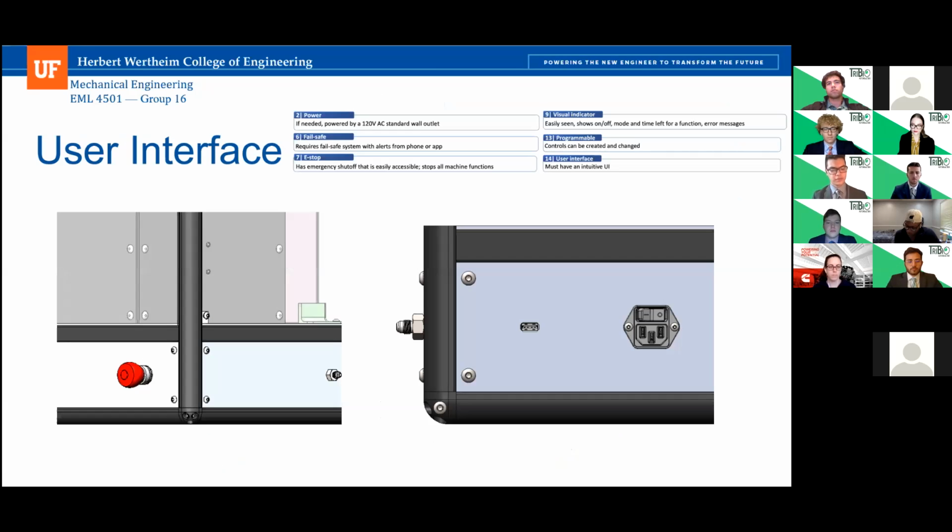For our user interface, we have a USB port on the back of the device to allow for a computer to be plugged in and to interface with the device directly. So with your computer, you can monitor culture conditions directly. You can program any operations that you want.